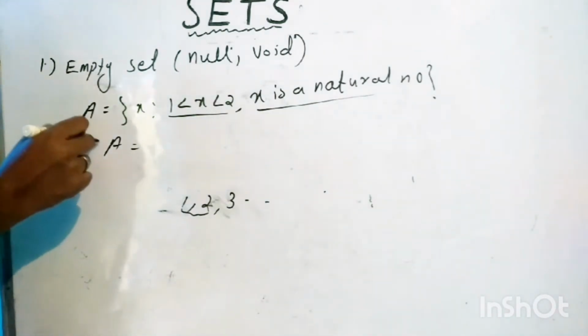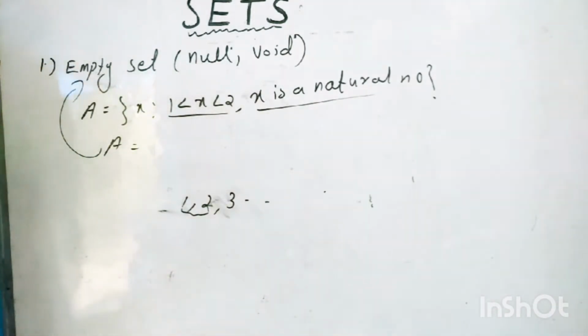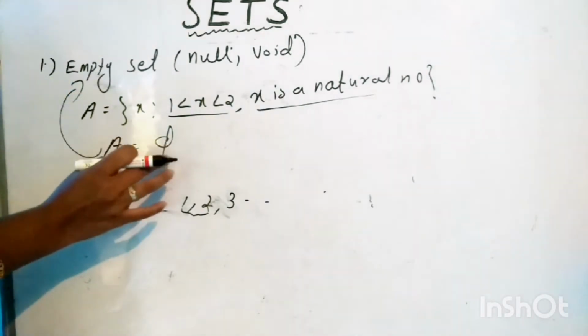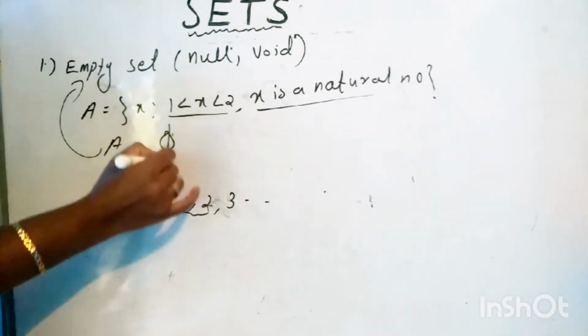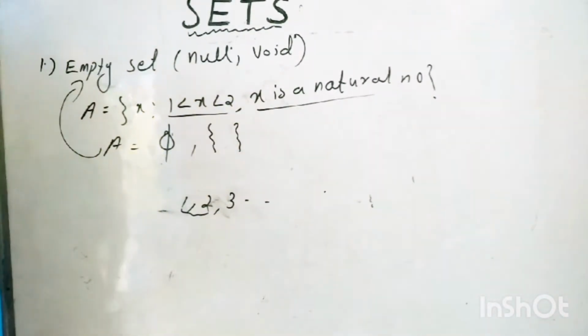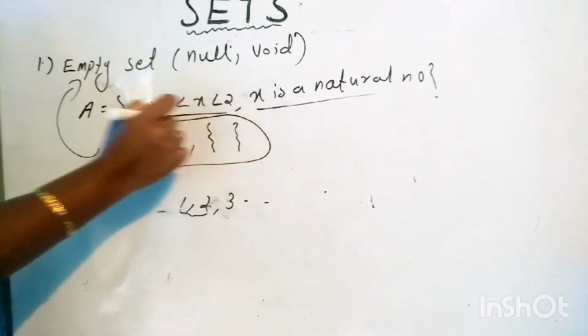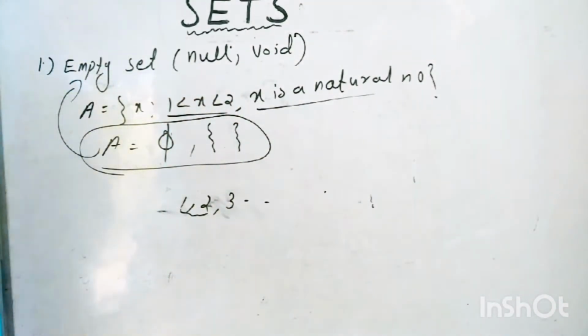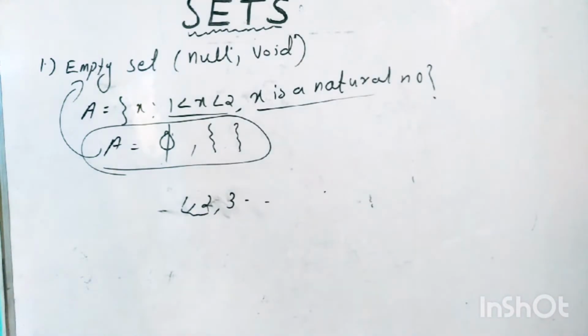capital A. So this capital A is empty set and we will use the symbol phi to represent empty sets. Okay, we will use the symbol phi to represent empty set or sets with no elements. Okay, this is the representation of empty set. Empty set means there is no element in the set. If you have a set with no elements, then that set is called empty set.